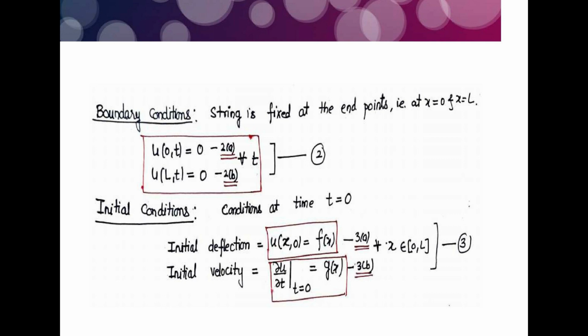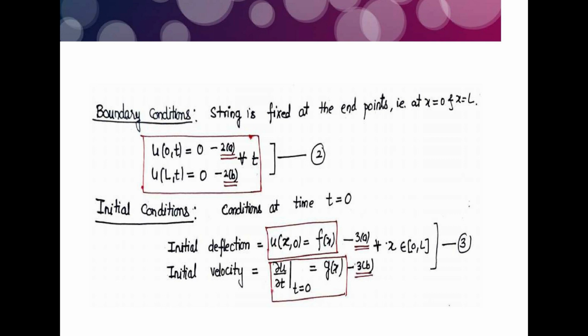Now initial conditions, that is the conditions defined at time t equal to 0. The deflection in the string depends on the starting position of the string and the starting velocity of the string. So we have two initial conditions. First, initial deflection given by equation number 3a, that at time t equal to 0 at point x, the deflection u is given by f of x. Second is initial velocity, that is the derivative of u with respect to t at time t equal to 0, which is just a function of x, so this is g of x.